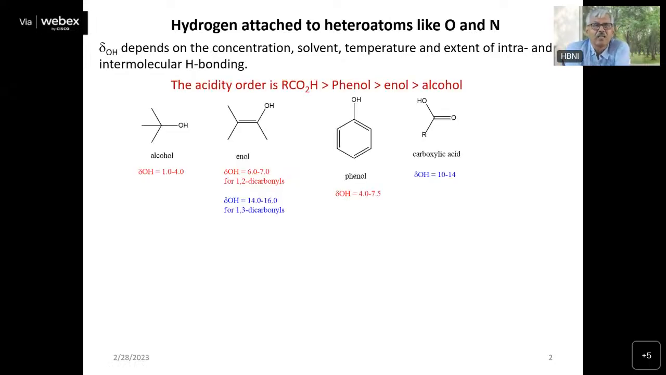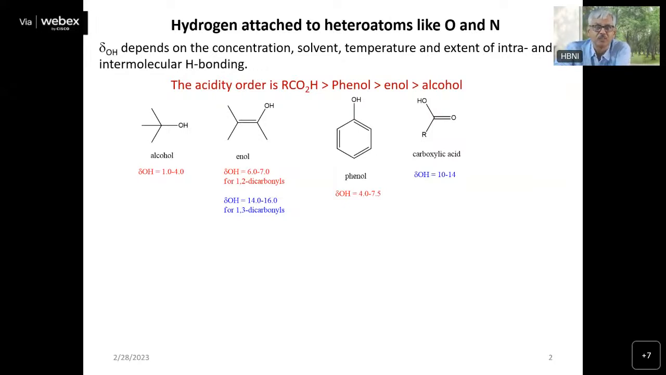Okay, now another class of compounds where the hydroxyl group is present are the phenols and then enols. If you compare the acidity of carboxylic acids, phenol, enol, and alcohol, carboxylic acid is a stronger acid than phenol, phenol is stronger than enol, and enol is stronger than alcohol. And the chemical shift also follows the same order, very close to that.